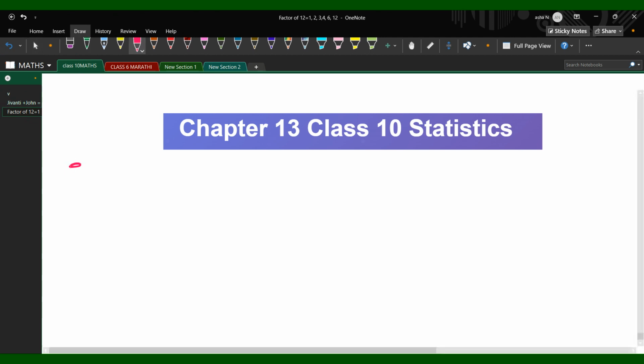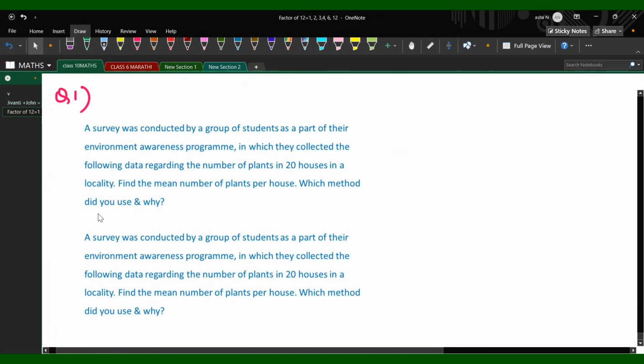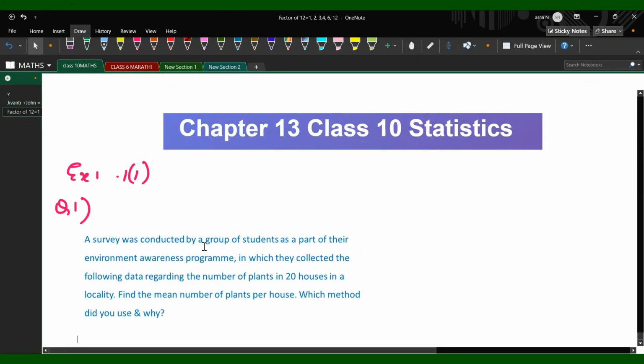This is exercise 13.1, question number 1. A survey was conducted by a group of students as a part of the environmental awareness program in which they collected the following data regarding the number of plants in houses in a locality. Find the mean. Yes, can you see?